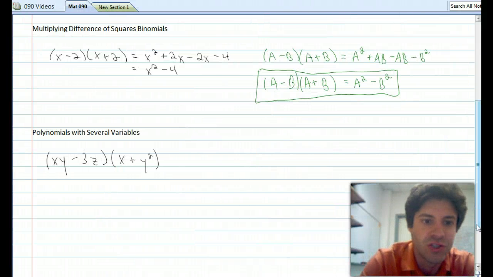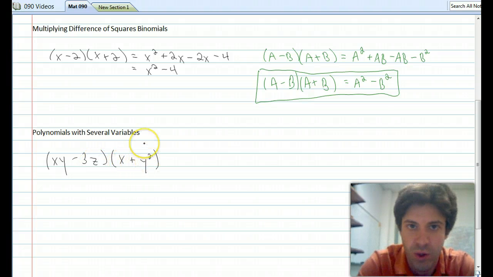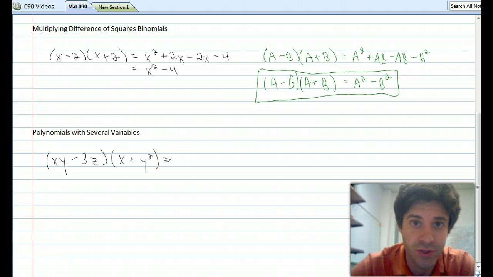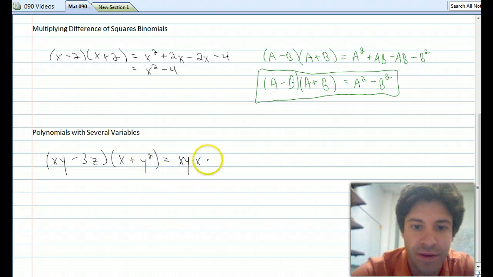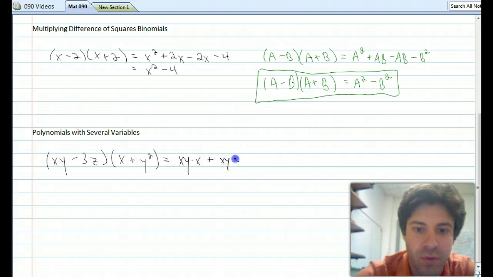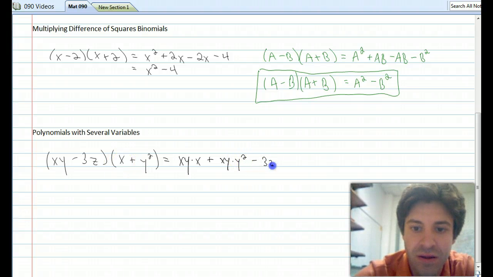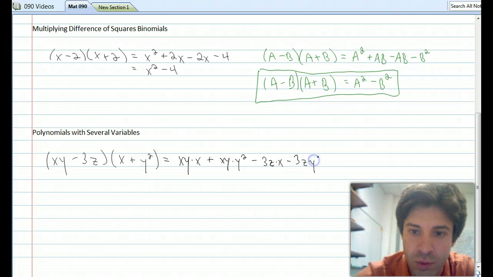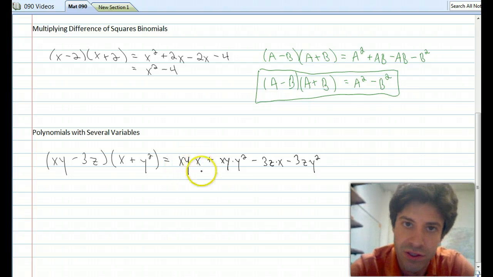Let's multiply out these two binomials, xy minus 3z times x plus y squared. Now the rules don't change just because we have a lot of crazy symbols going on here. We still have to just FOIL or distribute. Multiply the first two terms together and you get xy times x. Multiply the outer two terms together and you get xy times y squared. Multiply the inner two terms and you get negative 3z times x, and you multiply the last two terms and you get negative 3z times y squared. Now we have a couple of terms where you have similar bases multiplied by each other, so we can combine those using the rules of exponents.